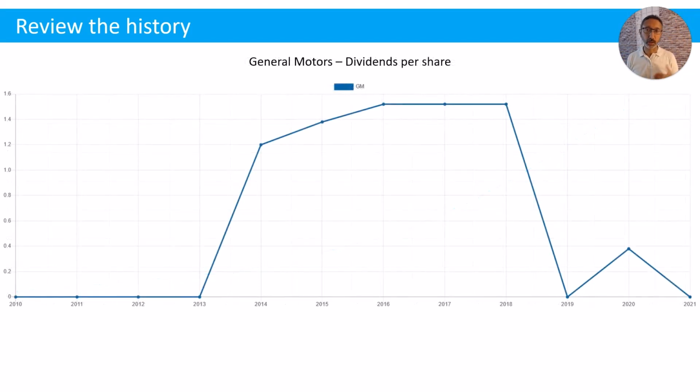On the other hand, if you look at a company like General Motors, you can see that the dividend is 0, then the dividend goes up, then the dividend gets cut again to 0, dividend goes back up again, then it's cut again. This is completely random.